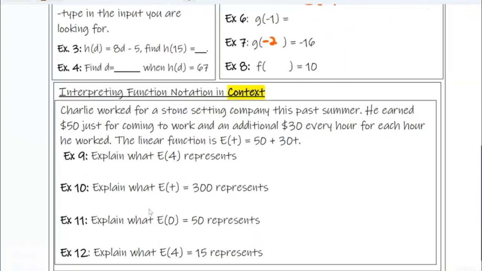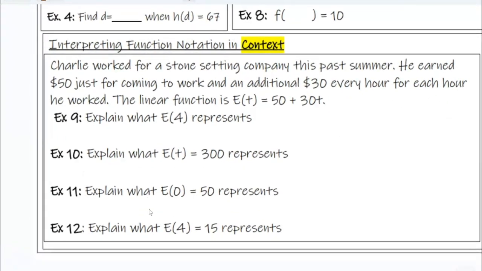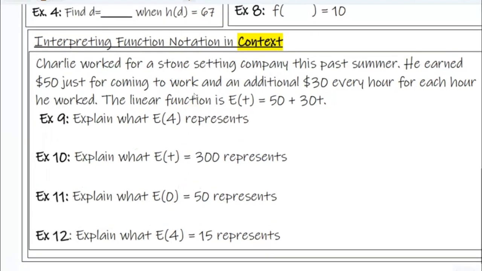All right, and then the last thing that we're going to look at is interpreting function notation in context. So we've kind of talked about this before. I'm just hitting it again just to make sure that we understand it completely and fully.